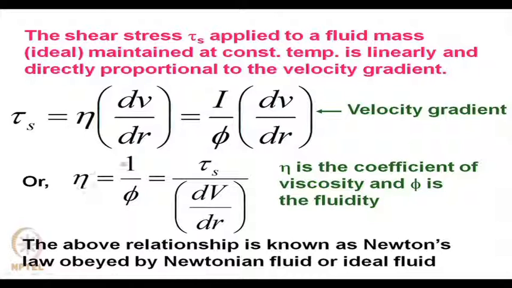So, eta is 1 by 1 upon phi, and that is equal to tau s by dV dr, where eta is the coefficient of viscosity and phi is the fluidity. The above relationship is known as Newton's law obeyed by Newtonian fluid or ideal fluid. So, from this we understand that an ideal fluid or ideal liquid which obeys this Newton law, where the shear stress is directly proportional to the velocity gradient and the proportionality constant is the coefficient of viscosity, that kind of fluid is known as ideal fluid or Newtonian fluid.